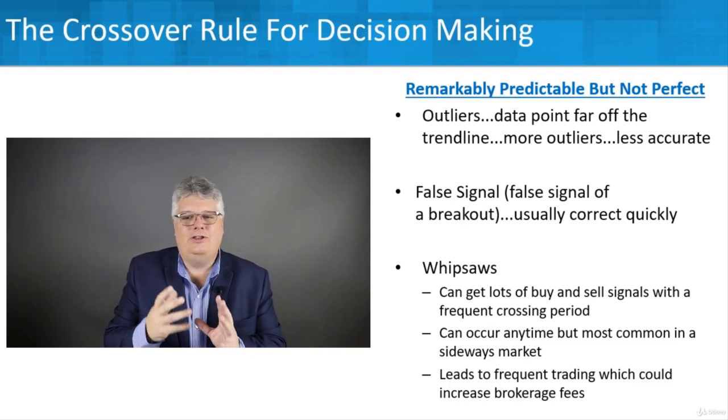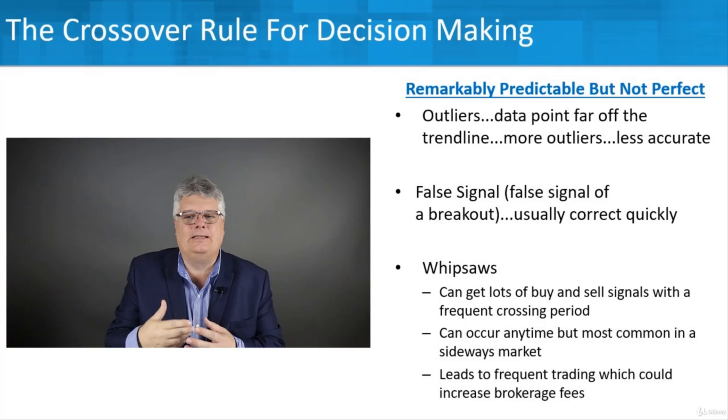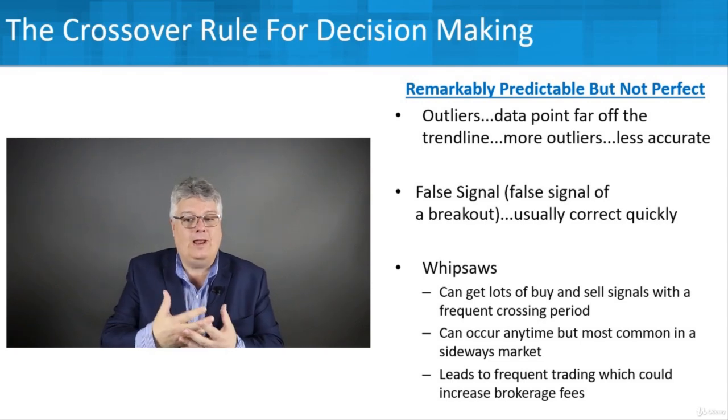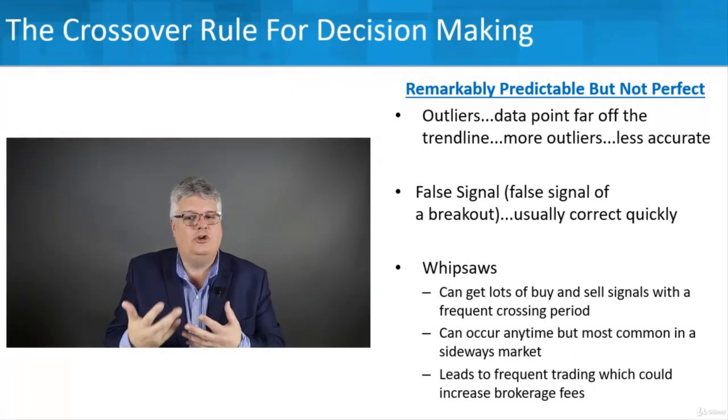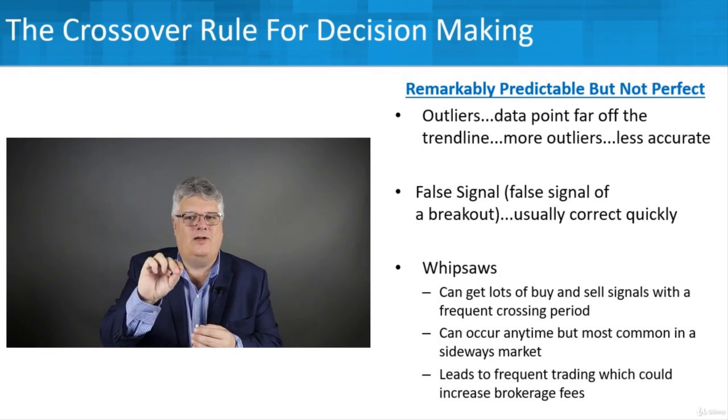There are outliers, data points that pull things far off of trend lines, and the more outliers you have, with far ranges in prices, the less accurate your moving average might be because those outliers impact it. So it can give a false signal at times, a false signal of a breakout, but you can usually correct that quickly because your moving average is going to go back down a little bit too. You probably saw in that last chart, in the middle there, a lot of up and down going above and below the moving average line. So it was a lot of buy, sell, buy, sell, buy, sell.